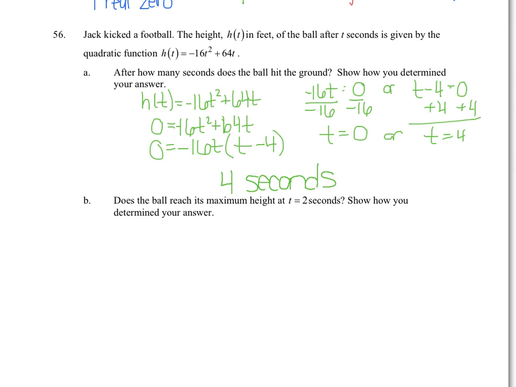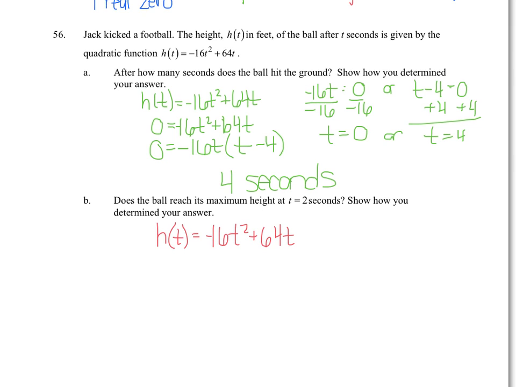Part B says, does the ball reach its maximum height at t equals 2 seconds? Show how you determined your answer. So again, we have our function h of t equals negative 16t squared plus 64t. You could complete the square in order to put the equation into vertex form, find out what the vertex is. But that's complicated because we have this coefficient of negative 16.